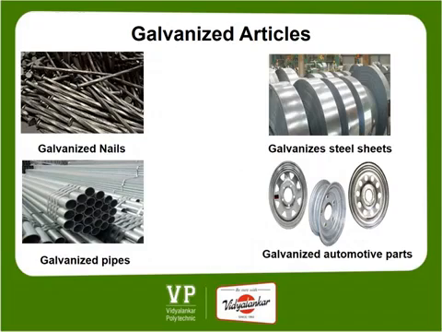In this picture, you can see some of the articles which are produced by galvanization, such as galvanized nails, galvanized steel sheets, galvanized pipes, galvanized automotive parts.